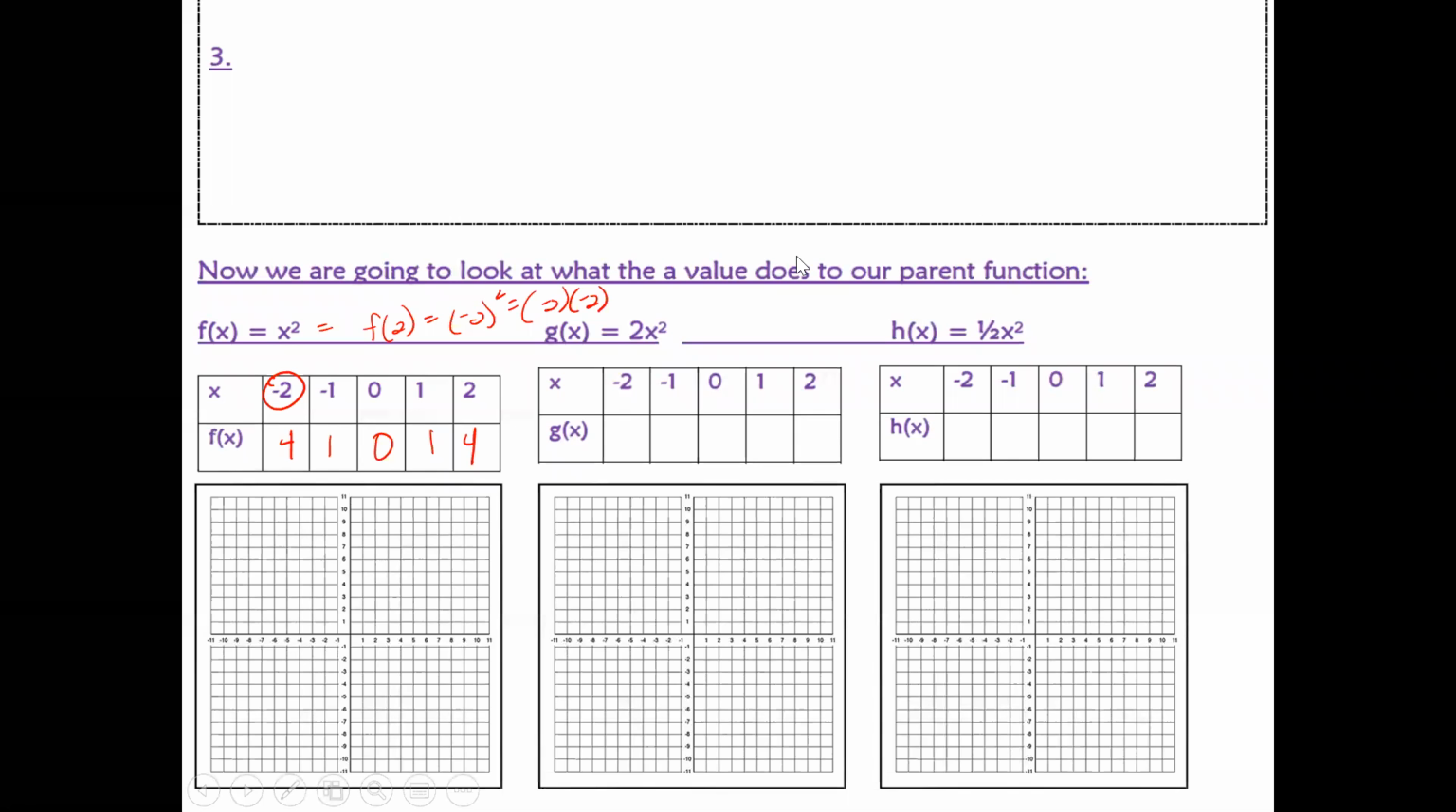So let's go ahead and graph this. Here's (-2, 4), (-1, 1), (0, 0), (1, 1), (2, 4). Now that you have this, let's graph it. And that is your parent function, the parabola. Now that I have done this one, I want you guys to try the second one and also the third one.